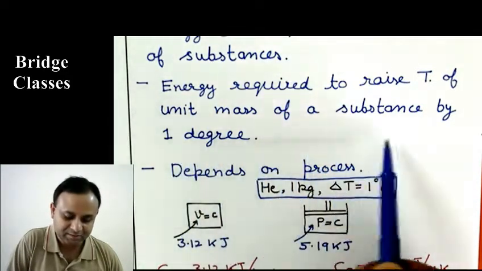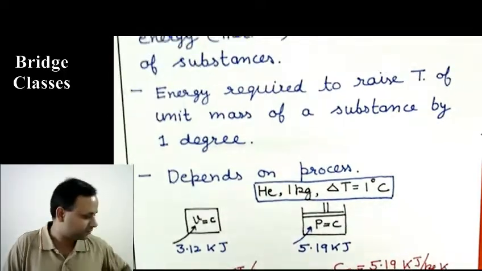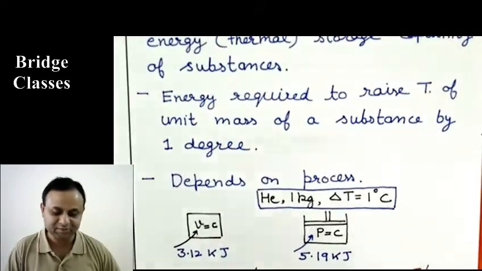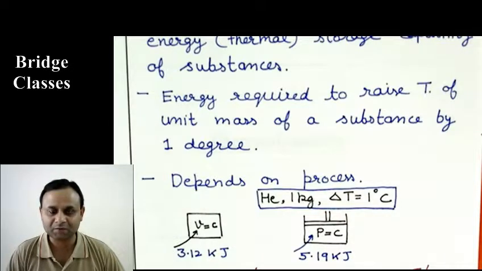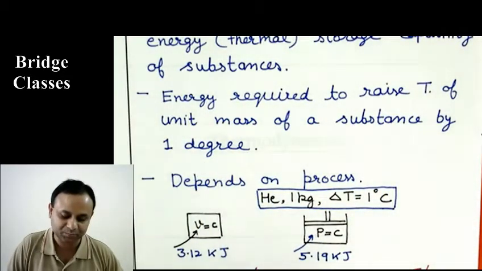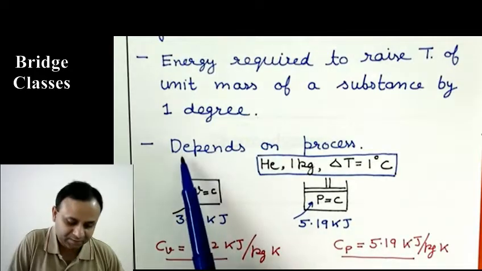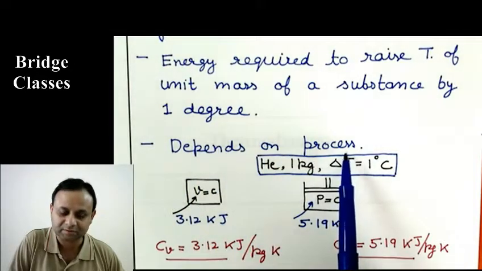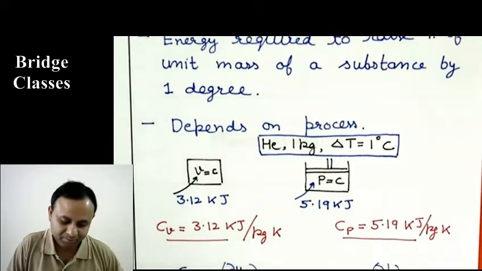But actually this definition is not complete, because if you want to heat 1 kilogram of a substance by 1 degree, heat addition, heat transfer, depends on the path. So although we are increasing temperature by 1 degree, the amount of energy required will depend on the path. Okay, so this definition is actually not complete. So I have written here, it depends on the process. Okay, and here is an example.